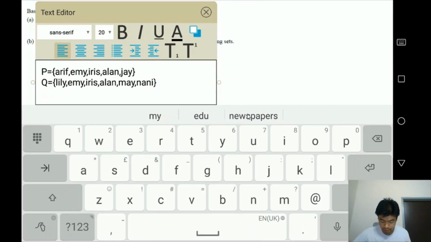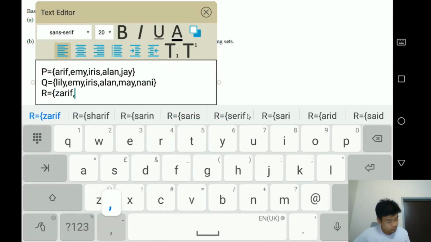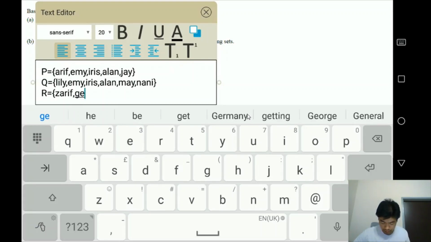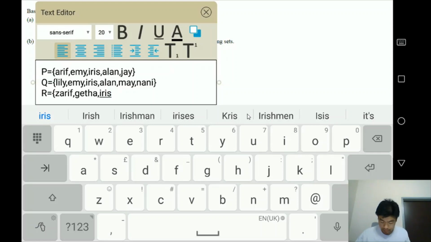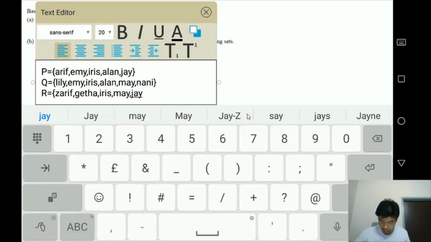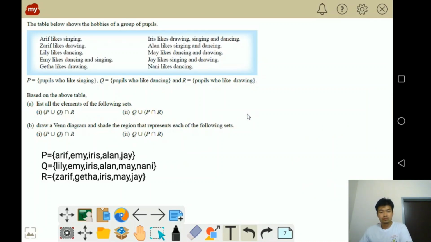Last set, set R equals. So set R is the names of the pupils who like drawing. Okay, drawing. So Zarif, Iris, May, and J. Right? Did I miss anything? Okay, hopefully I didn't miss anything. So we have set P as singing, set Q as dancing, set R as drawing. Alright, so now we can solve the problem.